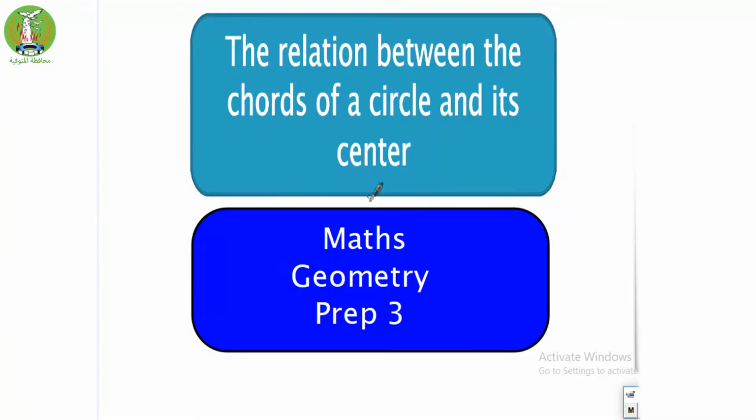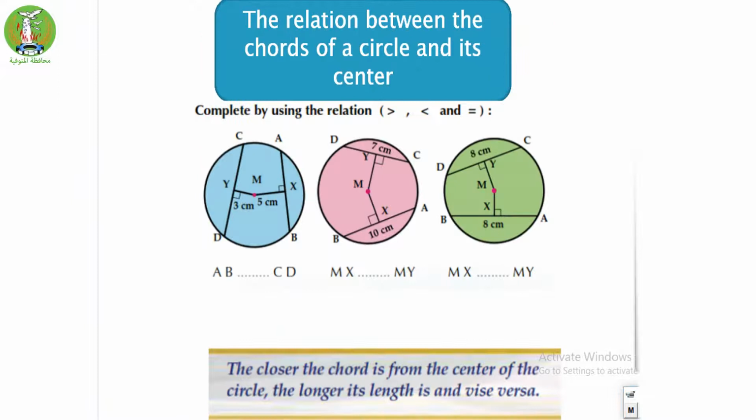In our lesson today, we are talking about the relation between the chords of a circle and its center. At the beginning, we will take this example as a prelude, complete by using the relation more than, less than, and equals. First figure here, the length of AB and CD. What's the relation between them?